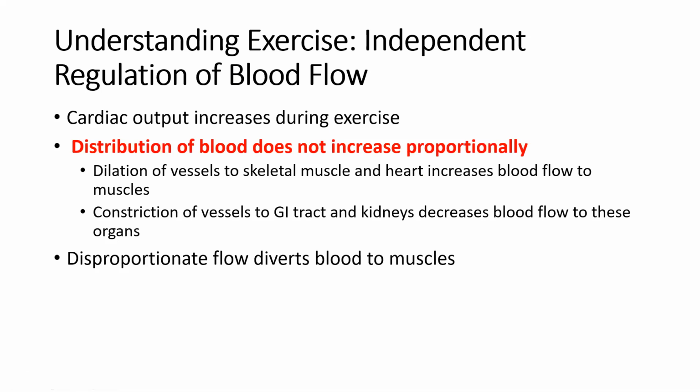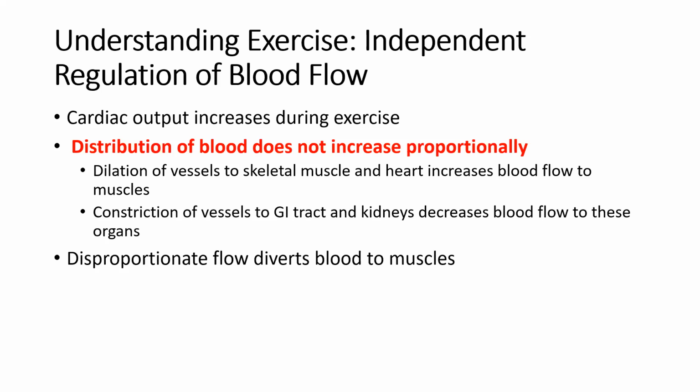Okay, let's talk now about how exercise, and I'm glad someone brought this up earlier, it's a really great example for how this happens. But how exercise pretty much is also regulating flow as well. So when we're exercising, and you can also think about the fight or flight response, running from a threat or fighting or fleeing, the cardiac output increases, okay? But the distribution of that blood is not proportionally increased.